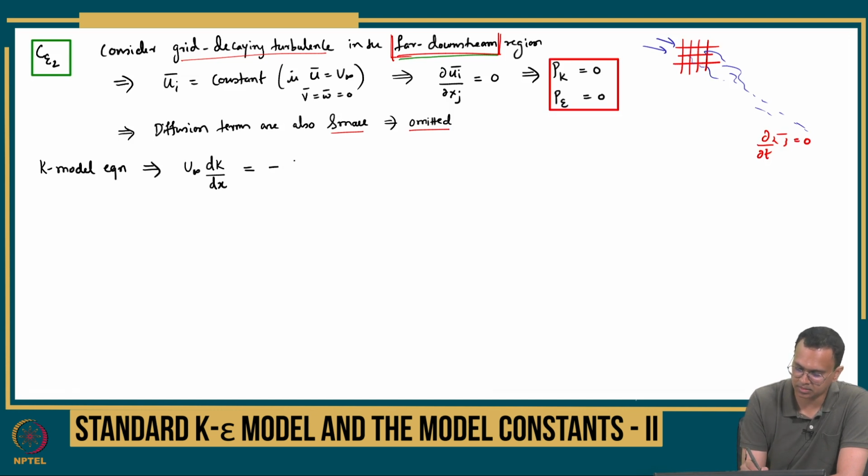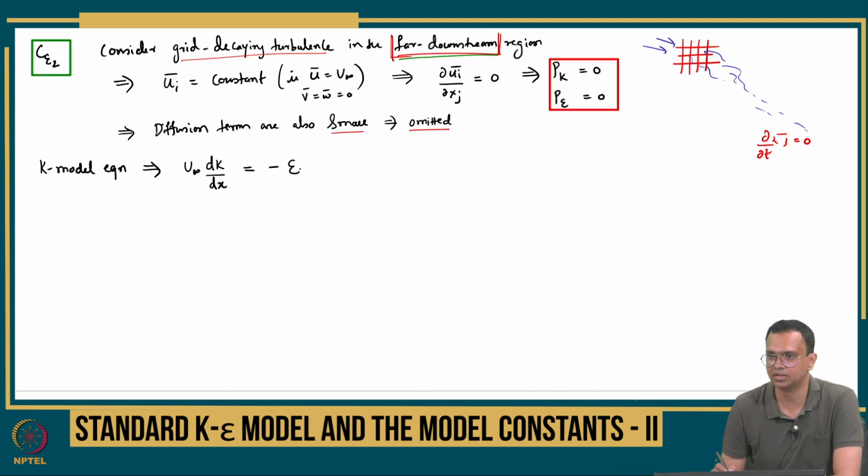So only minus epsilon survives. The entire equation comes to this form, the K model equation for this particular flow at that particular location.